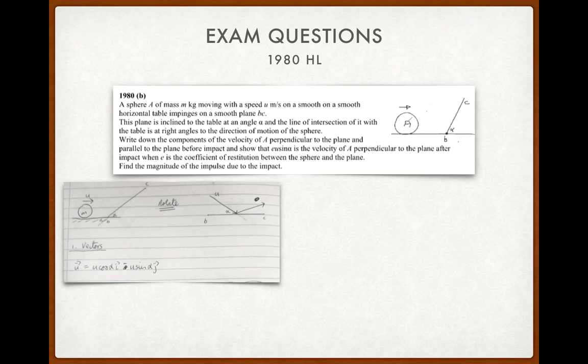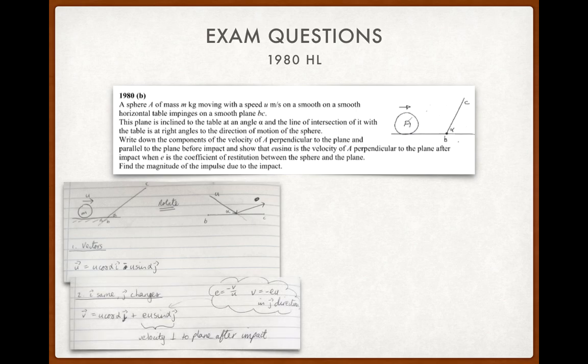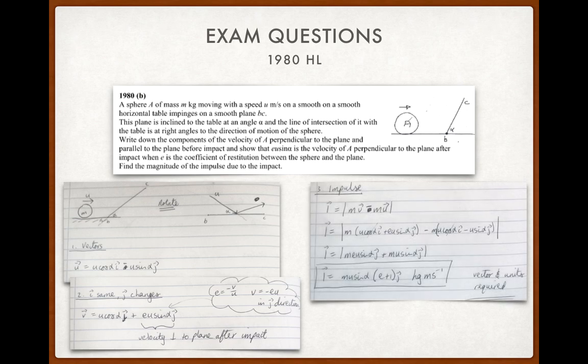If the particle is travelling horizontally with a speed of u, and then we rotate it clockwise, it means it's going diagonally down to the right at an angle of alpha, because we rotated through that angle. Same as usual, we get the initial velocity vector. We know the i and the j components: the i stays the same, the j changes. We use e as minus v over u in the j direction, the i component stays the same. And then a little bit of algebra there.